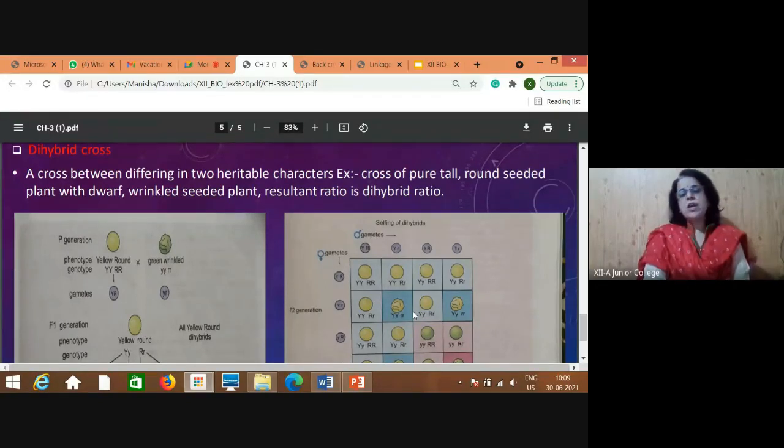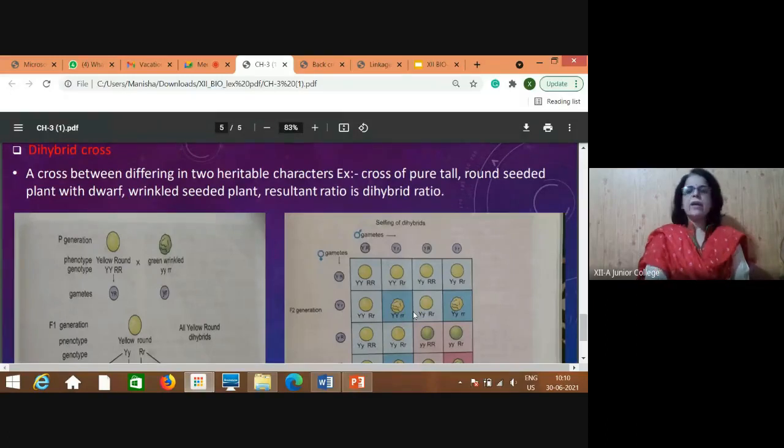See, sometimes the question can be asked indirectly. Explain the law which is dependent on dihybrid cross or dihybrid ratio. Then in that case, you should understand that this is the third law. The question will not be asked directly as explain third law or explain the law of independent assortment, but it can be asked as explain the law based on dihybrid ratio or dihybrid cross. Then you should understand that is the third law, and that is law of independent assortment.